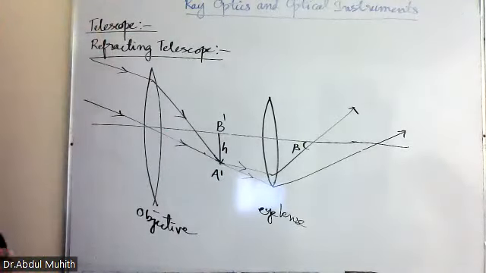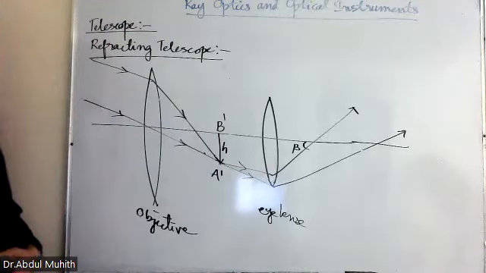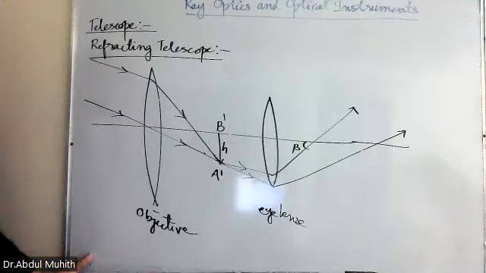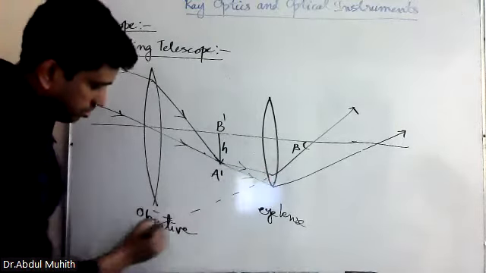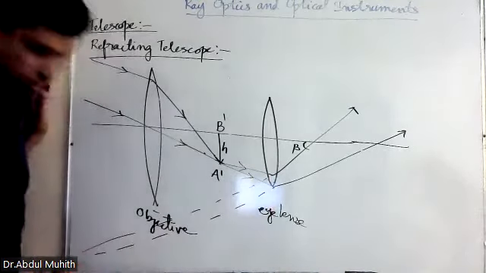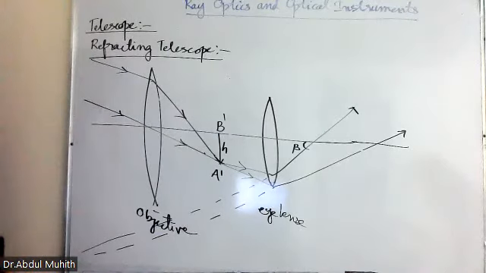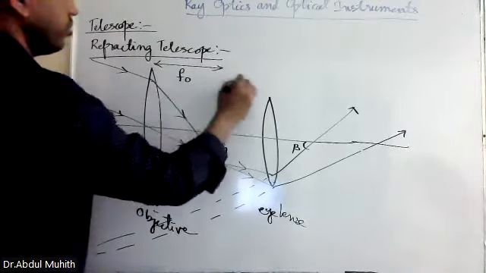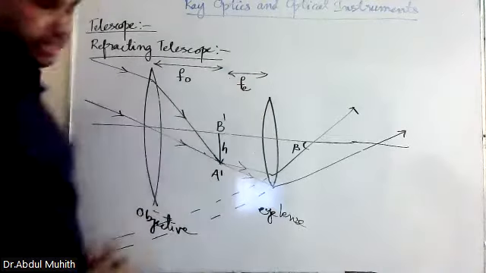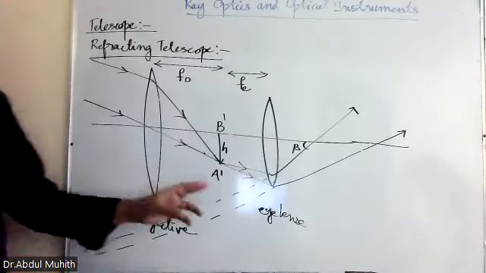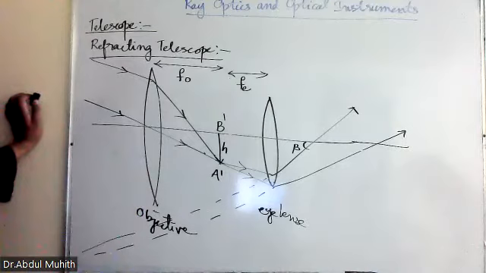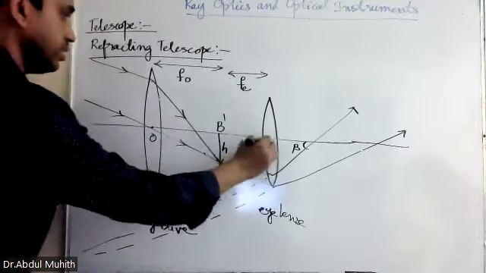See, in this case, the object is somewhere far at infinity. Infinity means maybe 1 kilometer or 2 kilometers. Here we have to stretch these two rays backward, then the image is formed at infinity like this. This distance from here to here is F0. This distance from here to here is FE. And this is beta and AB. H is the height. O is the objective and E is the eye lens.